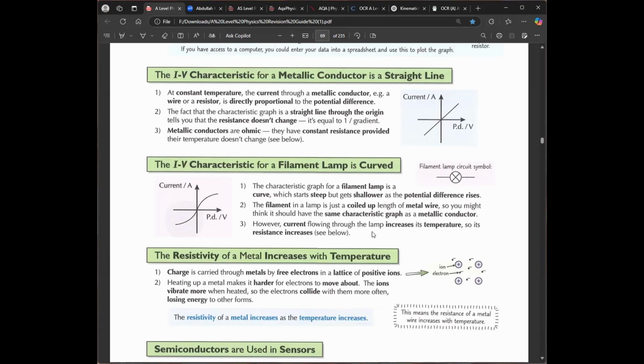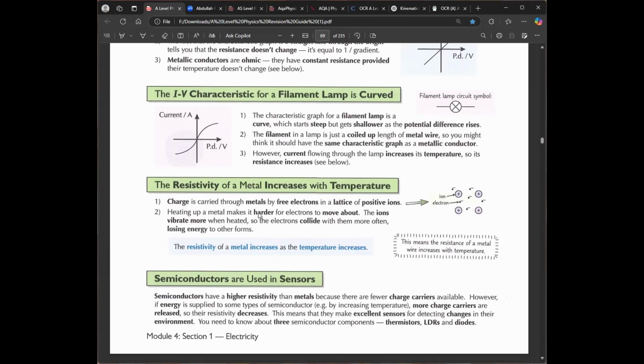However, current flowing through the lamp increases its temperature, so its resistance increases. So again, whenever we talked about the formula for the ohmic conductor, we said that it holds unless the temperature changes. So as the temperature changes, it's a different story. It's no longer a straight line for the IV characteristic graph. So you have to keep that in mind. And the filament lamp is made in such a way that its temperature increases as you increase the potential difference. So it no longer behaves like an ohmic conductor. All right.